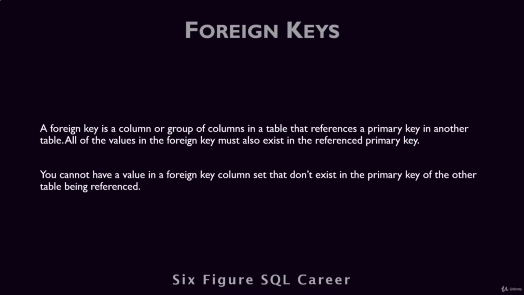So one of the key concepts when it comes to primary keys is the idea of a foreign key. A foreign key is a column or a group of columns in a table that references a primary key in another table. All of the values in the foreign key must also exist in the referenced primary key. You cannot have a value in a foreign key column set that doesn't exist in the primary key of the other table being referenced.